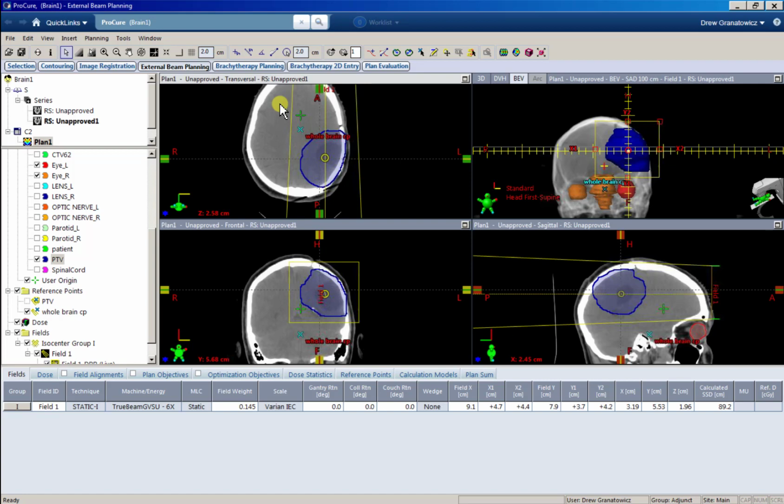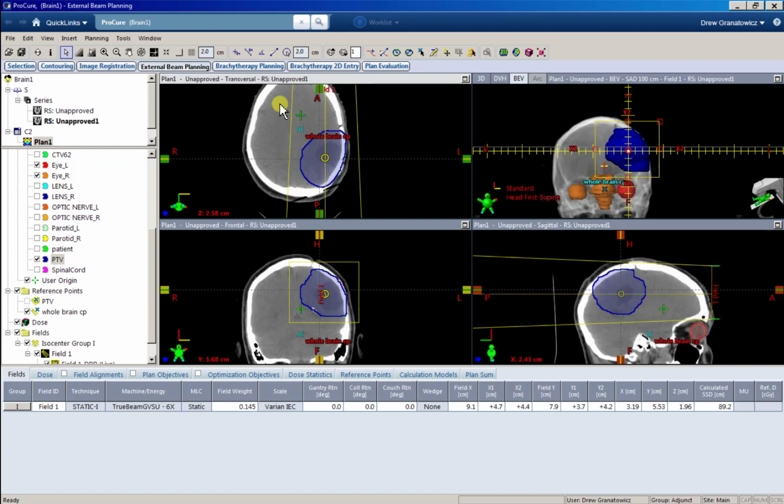One is the conformity index, or CI. It's a ratio of your 100% isodose volume divided by the volume of your PTV. We're going to look at that. If you have good coverage on your PTV and a good conformity index, that immediately tells you, without even looking at the dose distribution, that your 100% line really is tight against your PTV, which is a good thing.